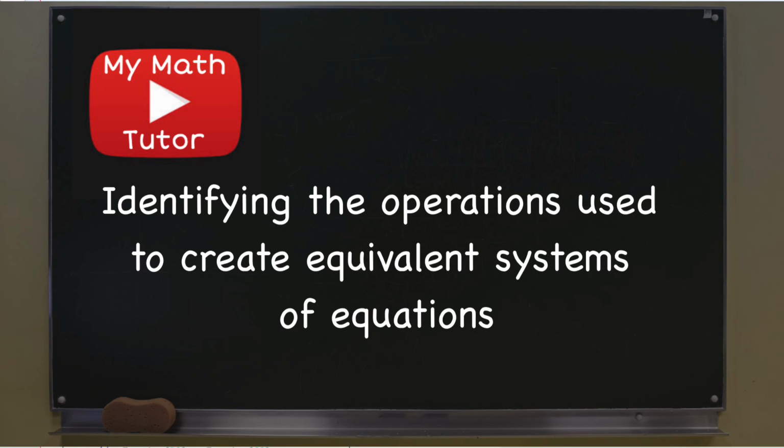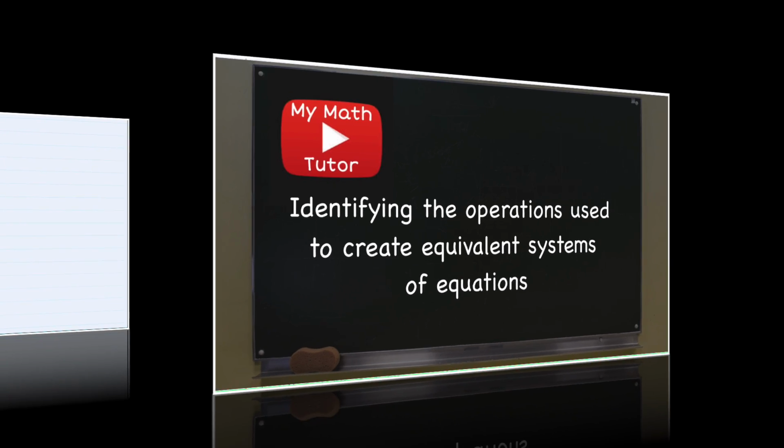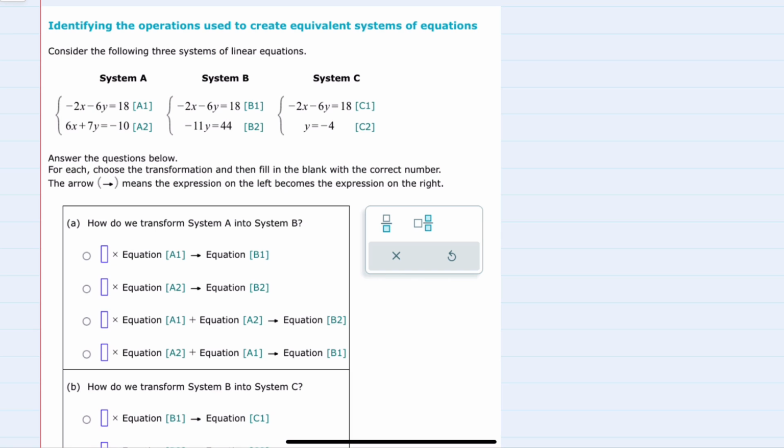In this video, I'll be helping you with the ALEKS problem type called identifying the operations used to create equivalent systems of equations. And in this example, we're given three systems of equations labeled here A, B, and C. And we're asked how we would go about transforming one system into another. And we're given this multiple choice question for part A to transform System A into System B.